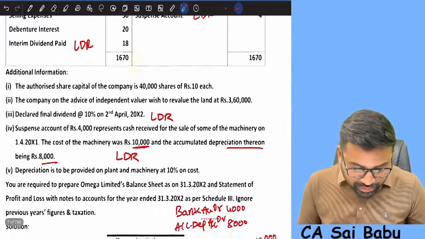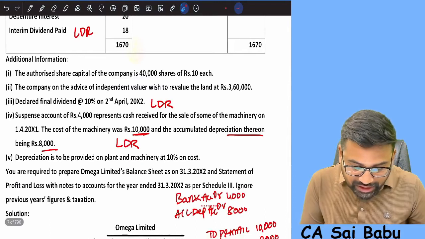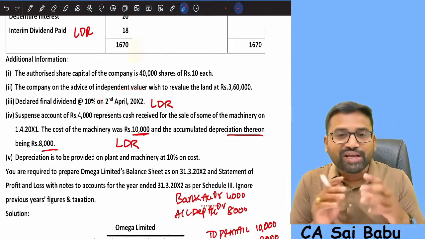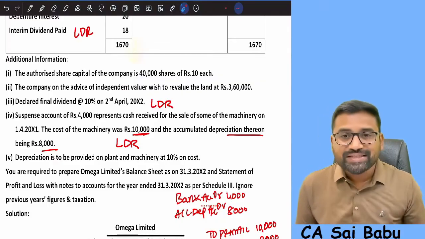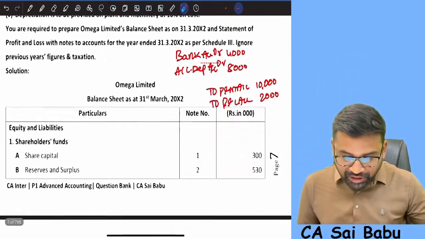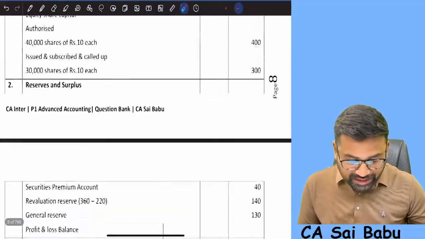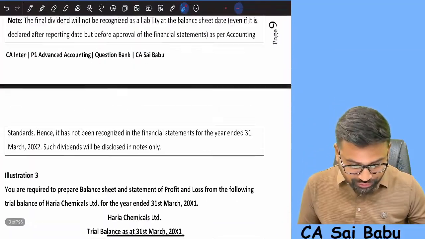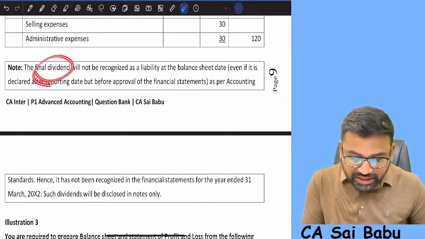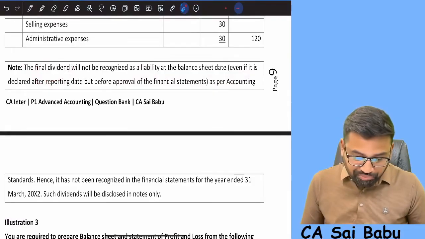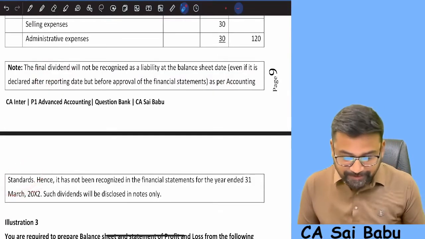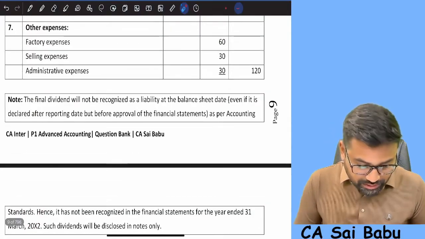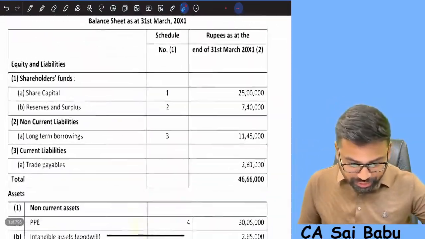And one more important point, this one. Declared dividend on 2nd April. Whenever any company declares any dividend after 31st March, don't consider this as a liability because there is no obligation on the balance sheet date. So this is one point. The final dividend shall not be recognized as a liability because it is not a liability as per accounting standard. So this is problem number 2, important adjustment.